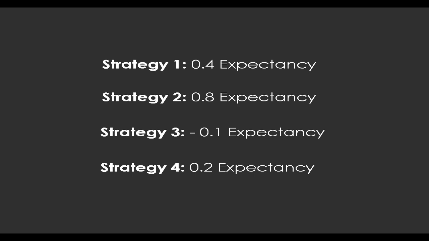So let's see what we mean by this. Right now, strategy 2 seems to be the most profitable strategy that you can trade, with strategy 1 being second most, strategy 4 being third most, and strategy 3 being an outright loser. But now let's add frequency in and see what happens.